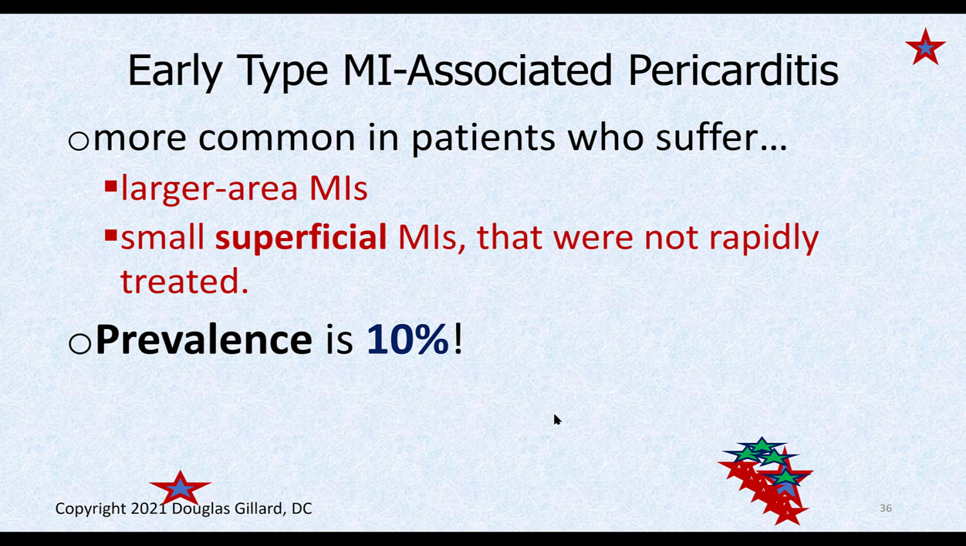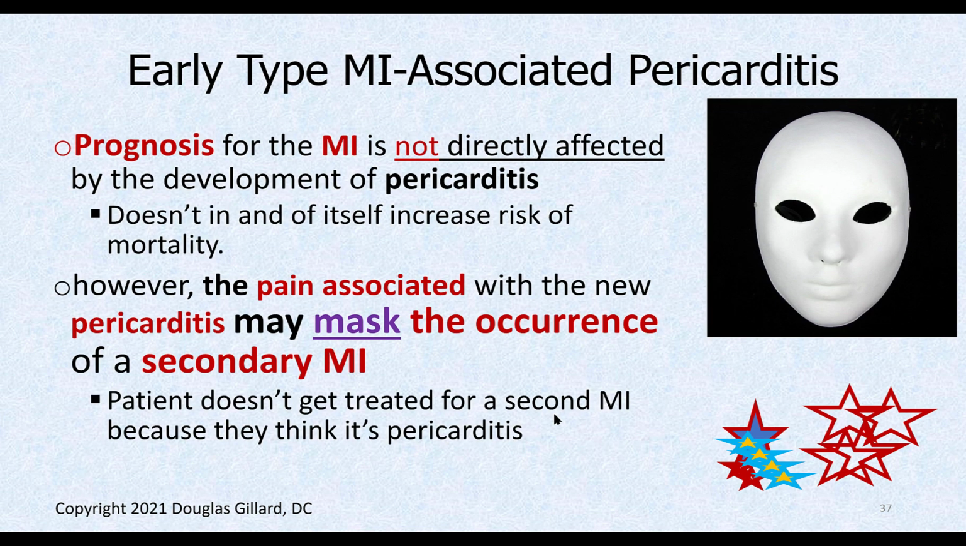The prevalence is not small. It's 10% of people with a heart attack can have this kind of secondary problem with inflammation of the pericardium. It can be dangerous. I always ask this question. This is a high yield right here.